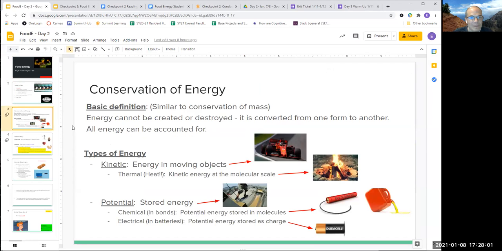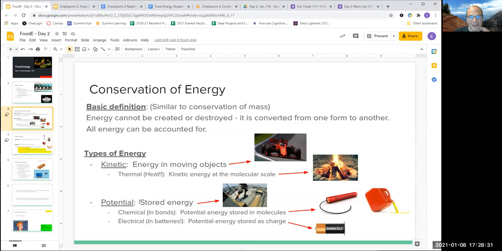Then after the warm-up, we did a brief review of the conservation of energy, which you may have encountered in physics last year. The basic idea is that energy is not created or destroyed, but just gets changed from one form to another. And then we talked about the different types of energy. You usually think about two basic types: kinetic energy, which is associated with motion or moving objects, and potential energy, which is energy that's stored somehow.